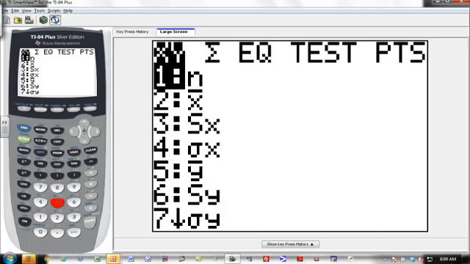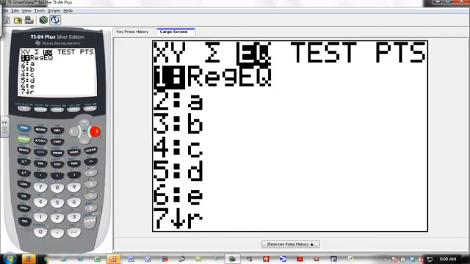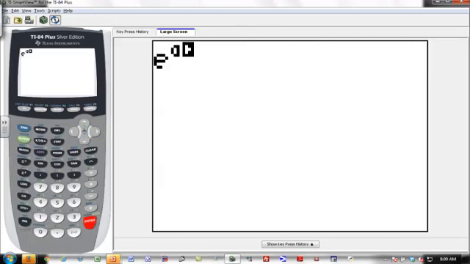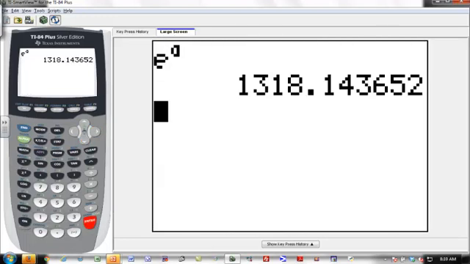5 for statistics, over to EQ for regression equation, and there it is, option number 2. So e to the a is 1318. What meaning does that number have for you in the context of this problem? It is the number of transistors that would have been predicted for a chip in 1970, in year 0 of our data. Remember how we said 71 was year 1? This would have been the year 0 data.